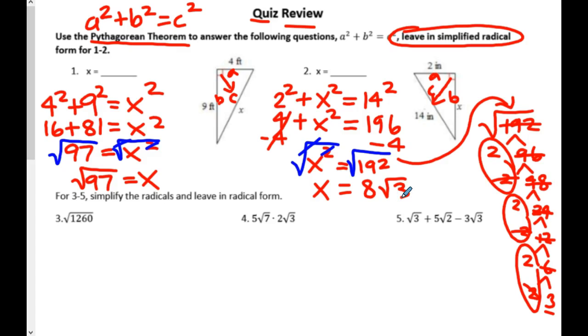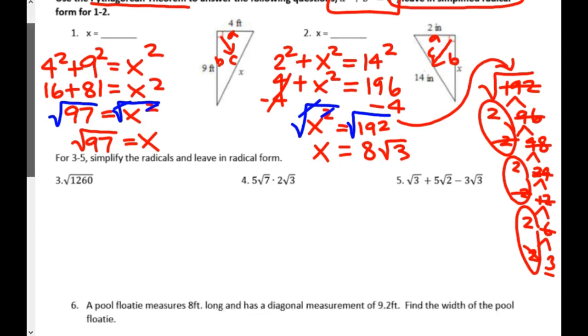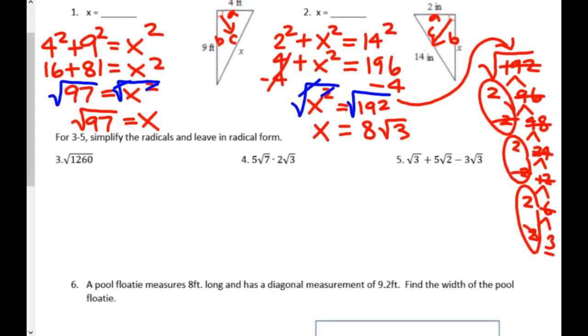So do you see how to do this? You use a squared plus b squared equals c squared. Make sure you label them, set it up. If you're missing the hypotenuse, then you're going to add your squares and then square root. If you're missing a leg, then you're going to subtract your squares and square root. And then you must reduce the radical, which we're going to get some practice on in number 3 again.